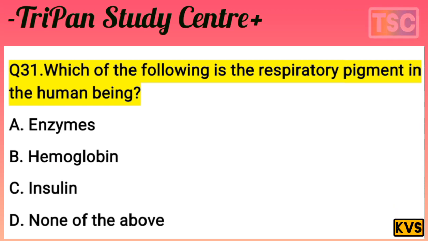You know that hemoglobin is present in human blood and is red in color. It is a respiratory pigment in human beings. It is vital for human survival as it carries dissolved oxygen. It means option B is correct. Hemoglobin is the correct answer for this question. Let's see the next question here.